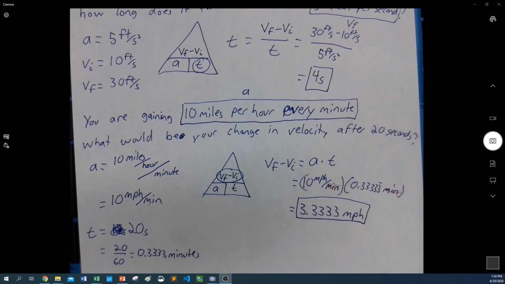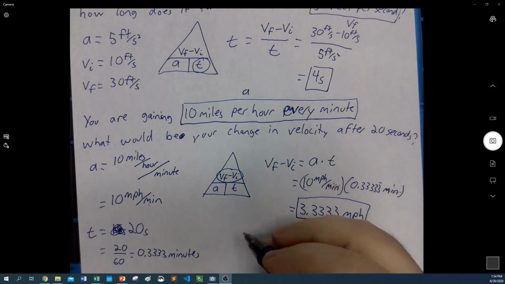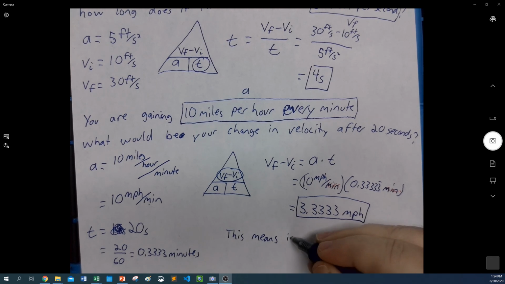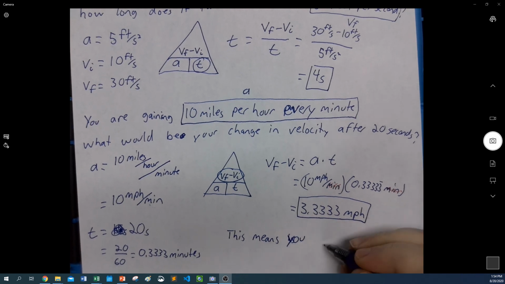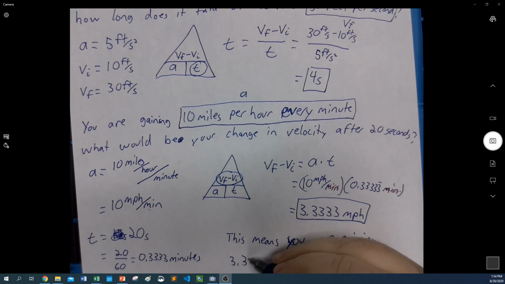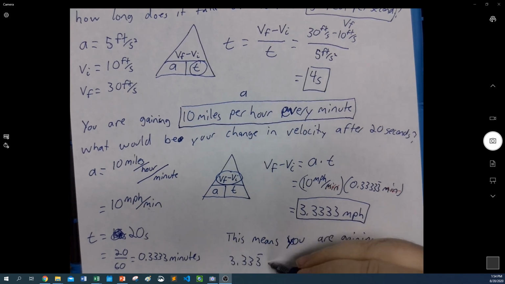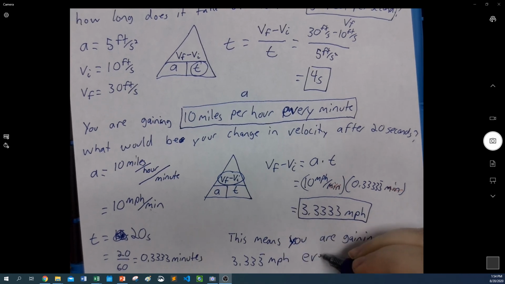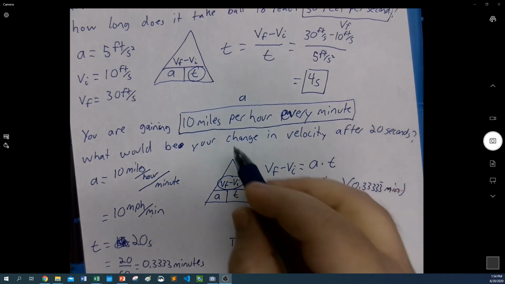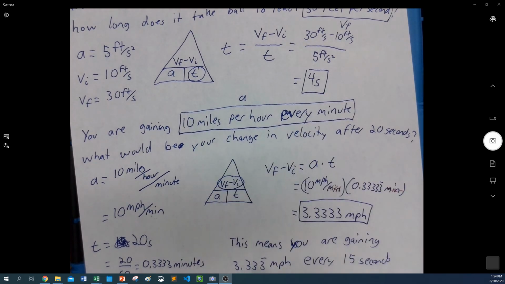Make sure you put at least 4 or 5 numbers. What this means, you are gaining 3.3 and so on miles per hour every 15 seconds. So this acceleration means that you are gaining 3.33 miles per hour every 15 seconds. That's how much you changed your velocity by.